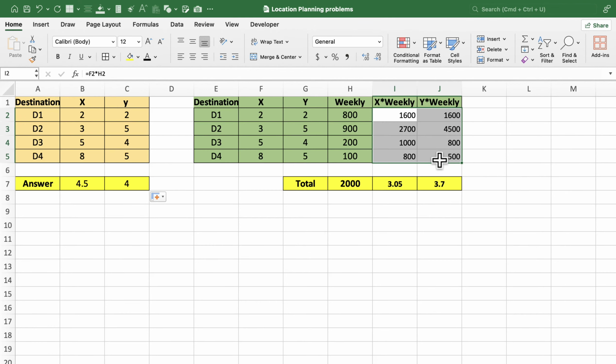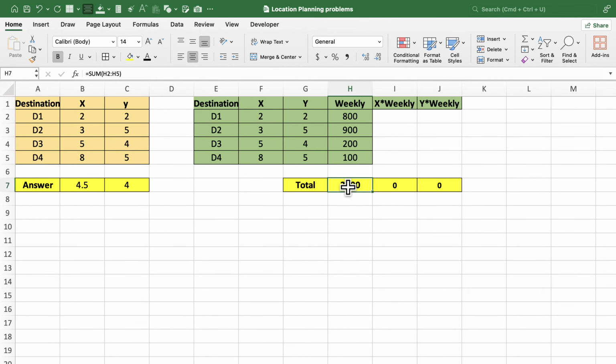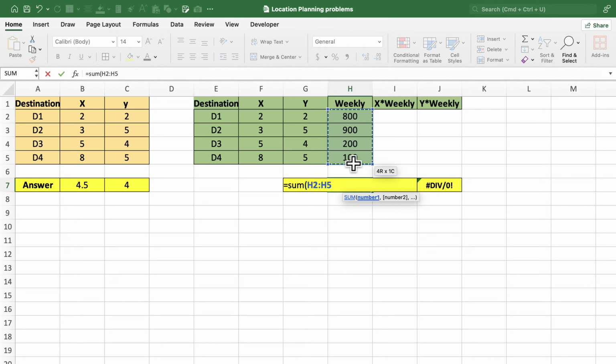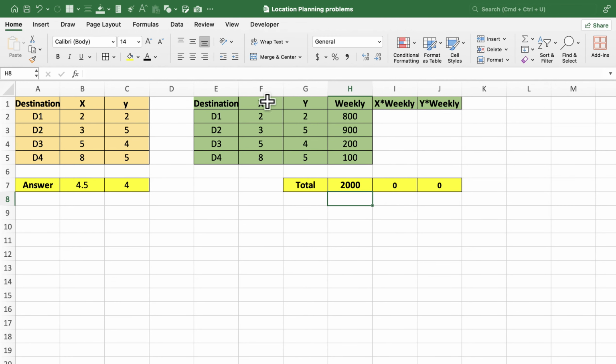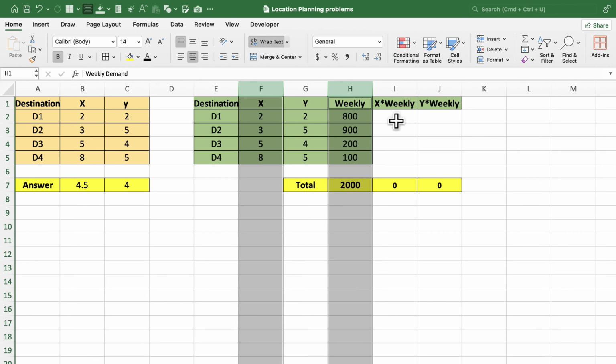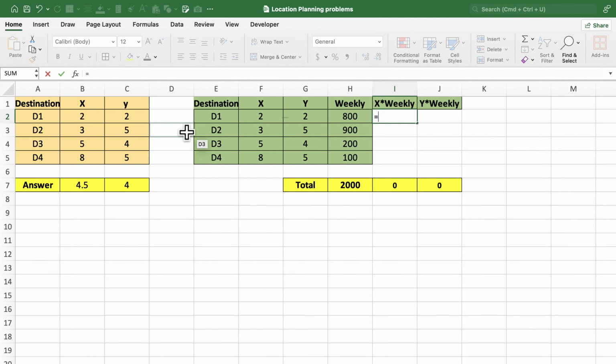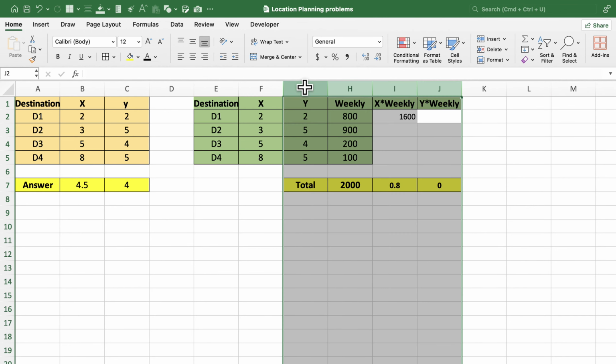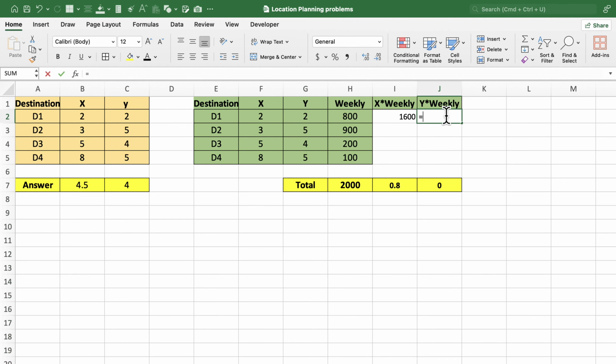Now sometimes we may be given quantities. So the first step is to take the sum of these values, the quantities. I will take the sum of these values, and that's 2000. In the next step, I will be multiplying x by the weekly quantity, and the answer will be here. So it is equal to x multiplied by this weekly quantity, and that's 1600. And in the next step, I will be multiplying y and weekly quantity.